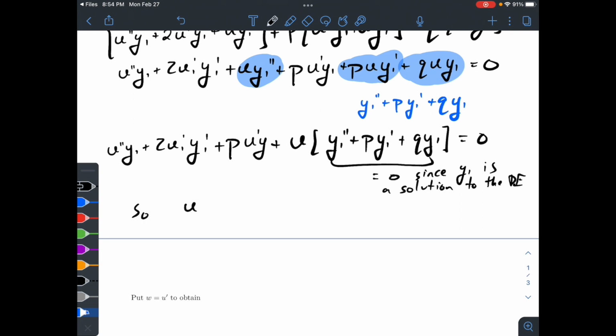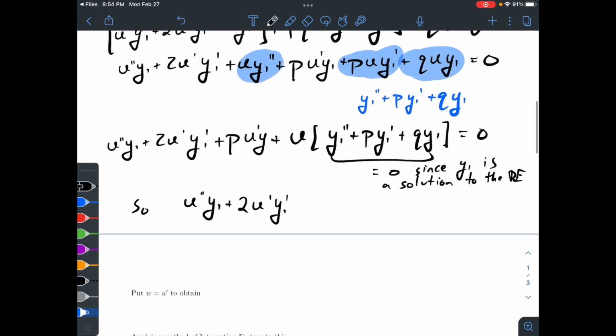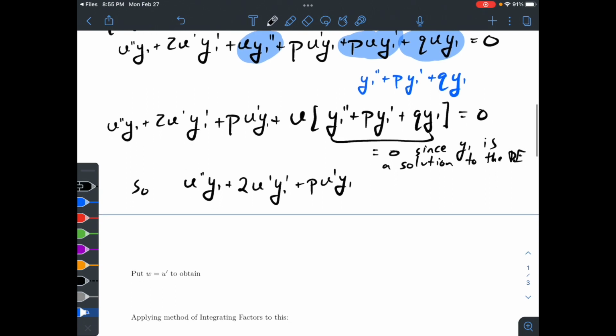And so we get u double prime y1 plus 2 u prime y1 prime. Sorry, that should not be u1 prime, that should just be u prime. Kept doing that up there as well, so there's too much notation going on here. Plus p u prime y1, and that equals 0.